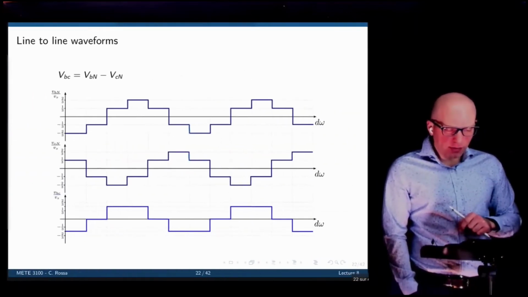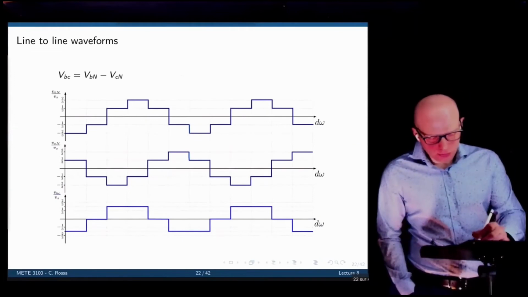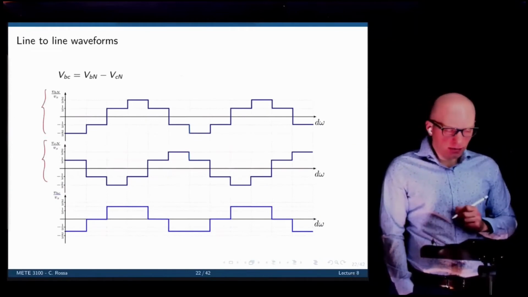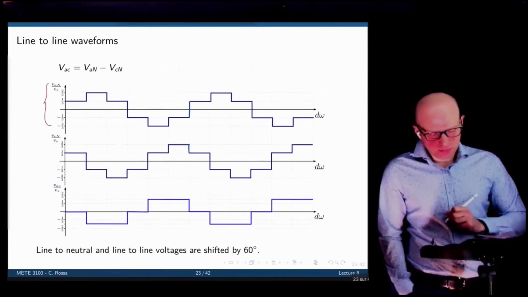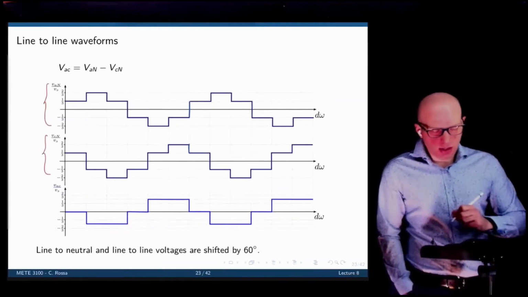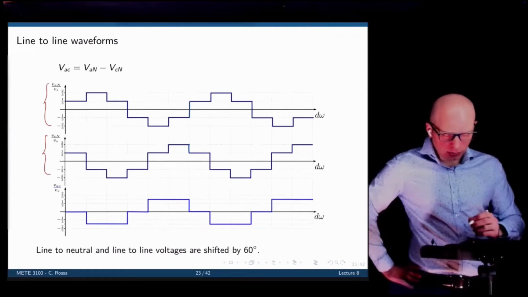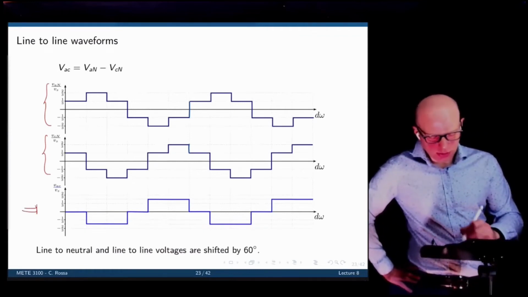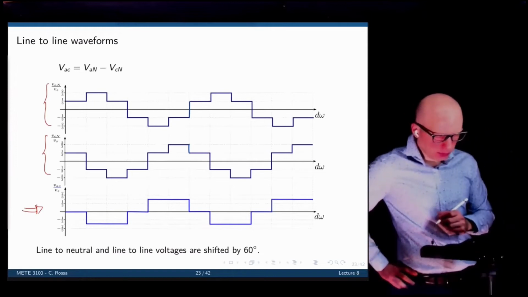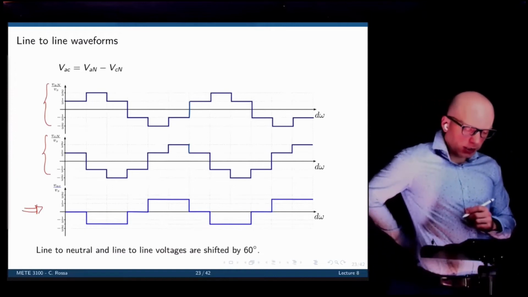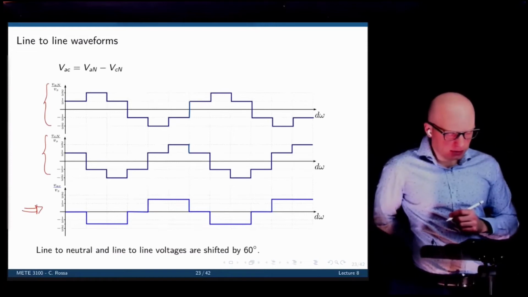Now we can do VBC, so VBN minus VCN, same thing. And we can do AC. AC is A neutral minus C neutral, and the result is there. So the line to neutral and line to line voltages are shifted by 60 degrees.